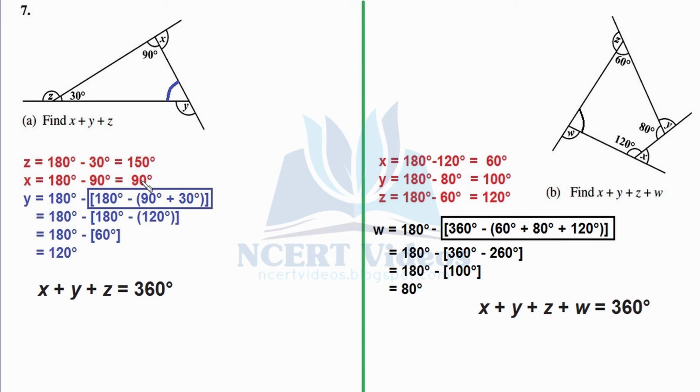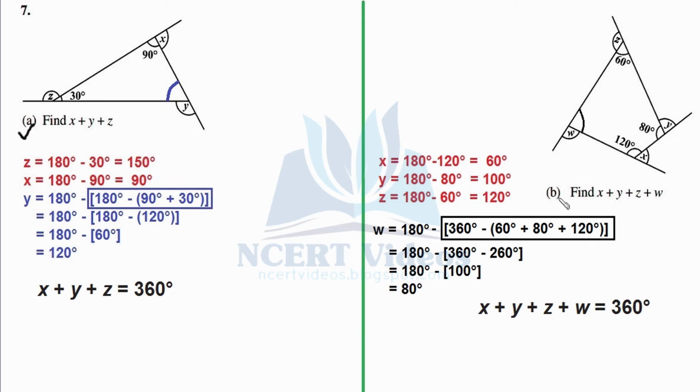We cannot leave our answer here since we are asked to find the sum of all these three angles. So we need to add them up. So when you add 150 degrees, 90 degrees and 120 degrees, you get 360 degrees, which you can solve very easily. With this, we have found part A.